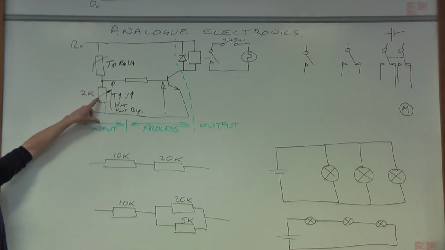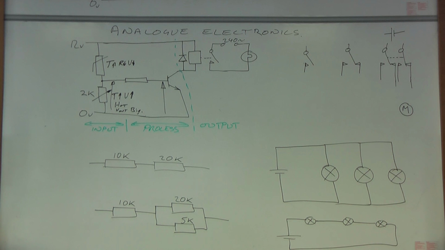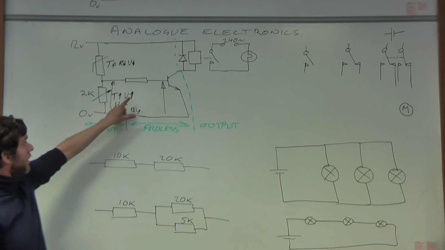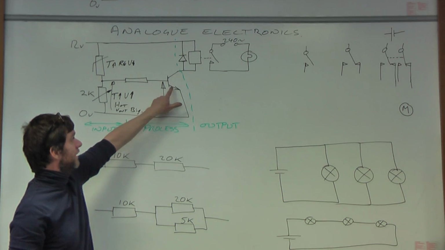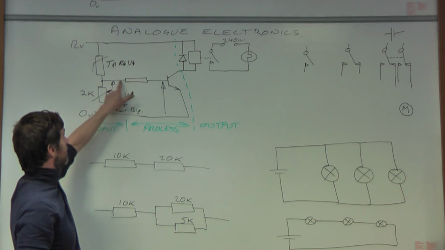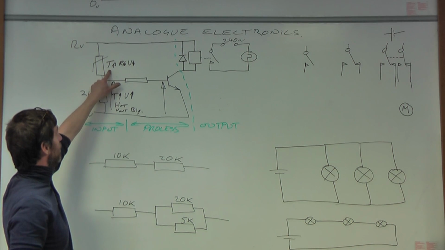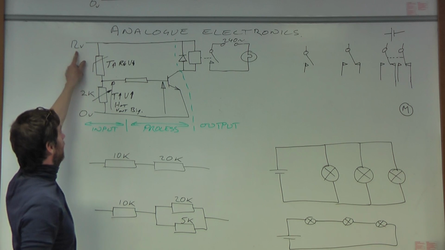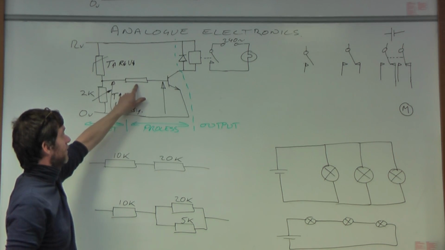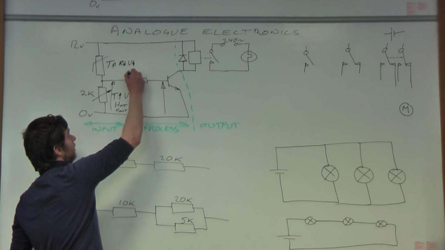The 2K adjusts the sensitivity of the circuit. That's all it does. That 1K protects the base of the transistor from excessive currents. If that resistance goes very small, it would be like putting the 12 volts straight on the base if that resistor wasn't there. It's usually 1K.